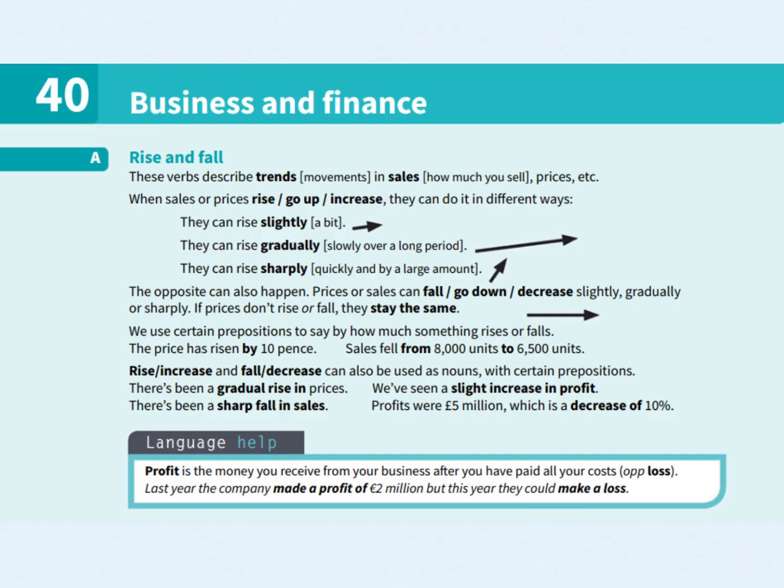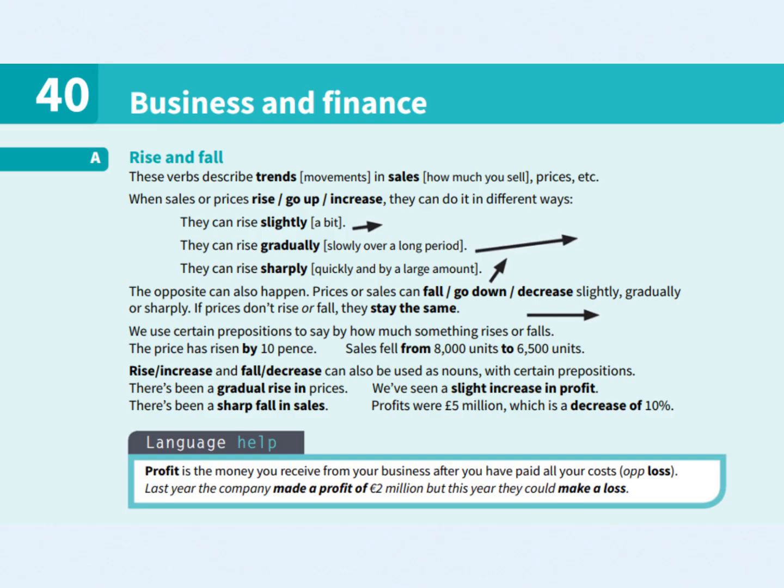Describing the amount of change. We use by to state the amount of an increase or decrease. For example, the price has risen by 10 pence. We use from and to give the figures before and after a change. For example, sales fell from 8,000 units to 6,500 units.